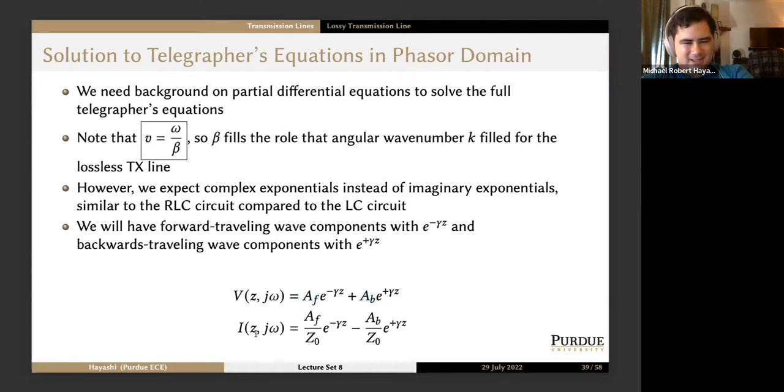And then I as a function of z and j omega is A_f over Z naught times e to the minus gamma z minus A_b over Z naught e to the plus gamma z. So we get forward and backwards traveling complex exponentials. So you'd expect something that looks like damped sinusoids in time, but we're in the phasor domain, so just complex valued numbers in here.